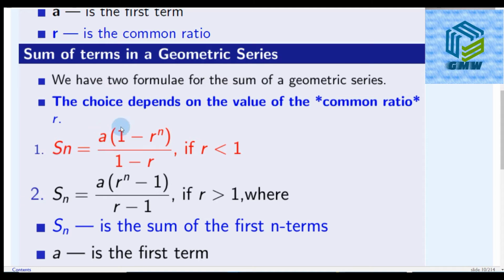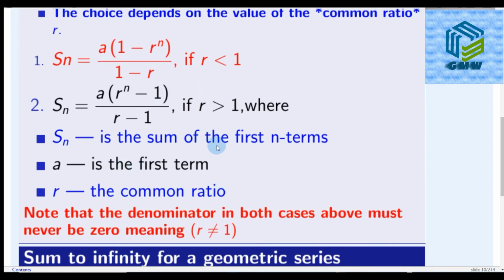Sn is equal to a times (1 minus r to the power n) all over 1 minus r if the common ratio r is less than 1. Now, if it is greater than 1, Sn is equal to a times (r to the power n minus 1) over r minus 1. The difference is in switching the terms here, and that is determined by the value of r that you get, the common ratio. Sn represents the sum of n terms, a is the first term, and r the common ratio.